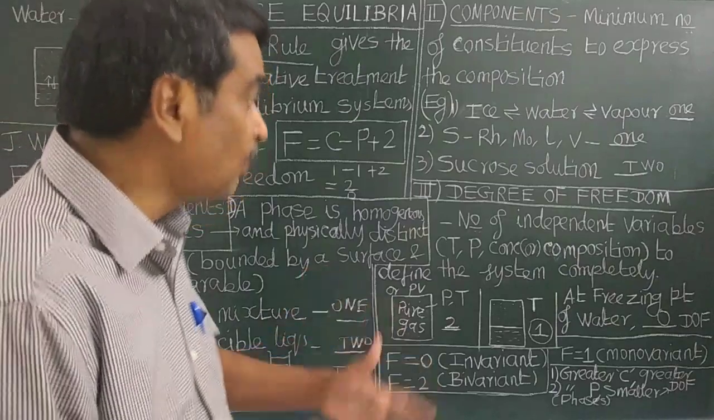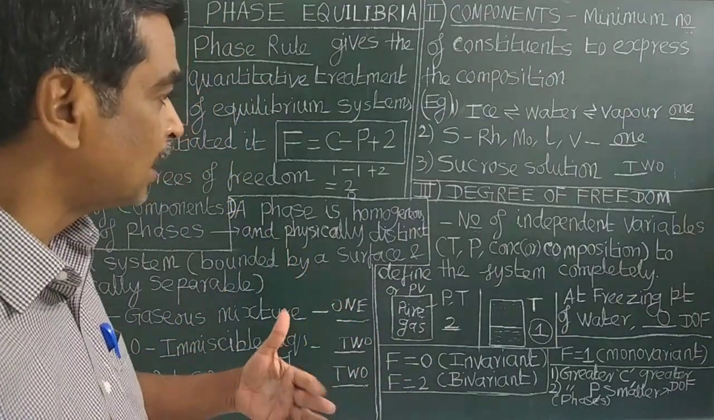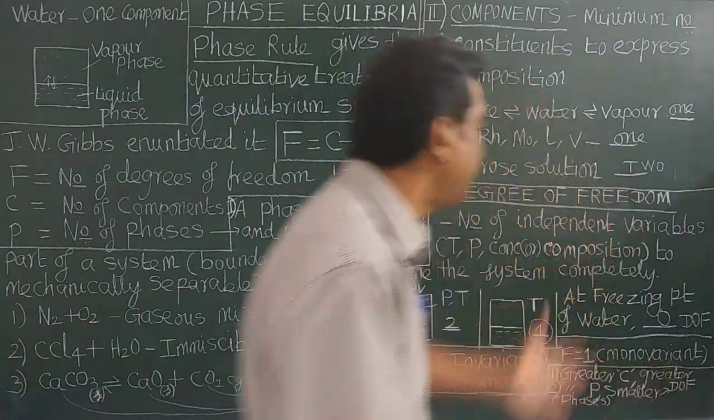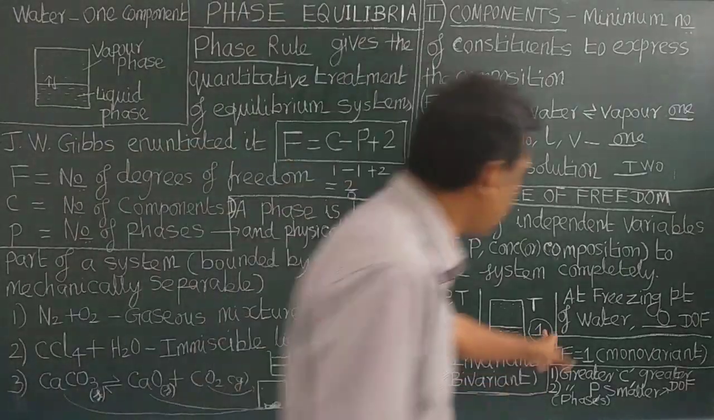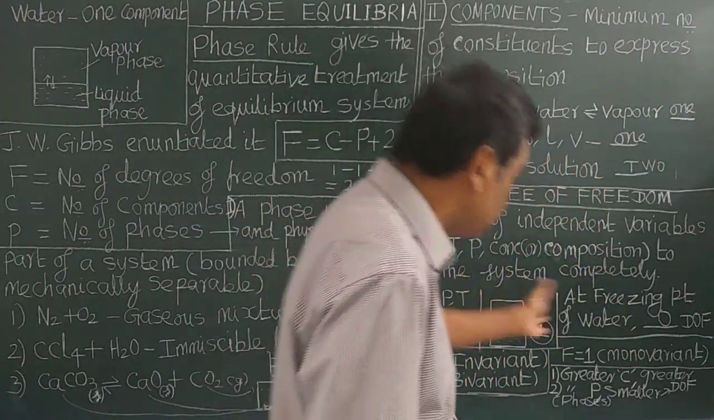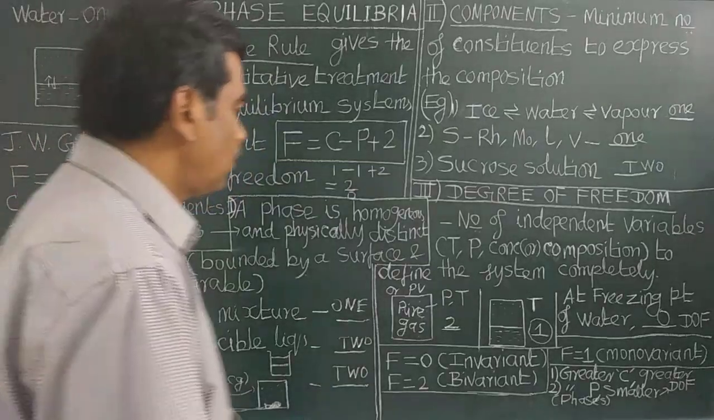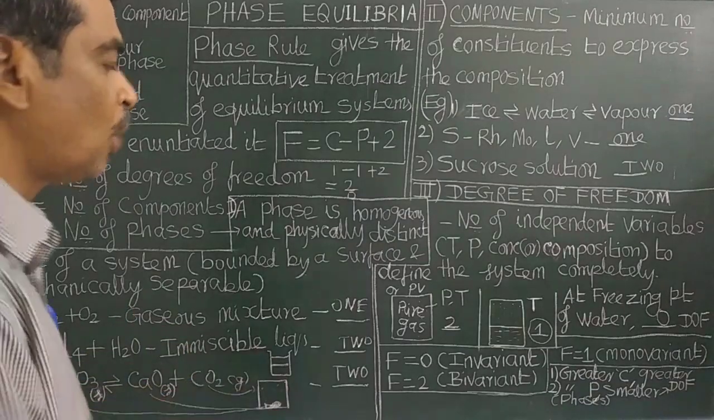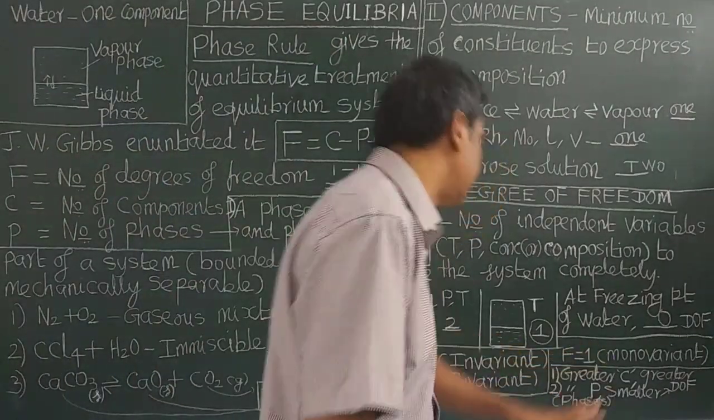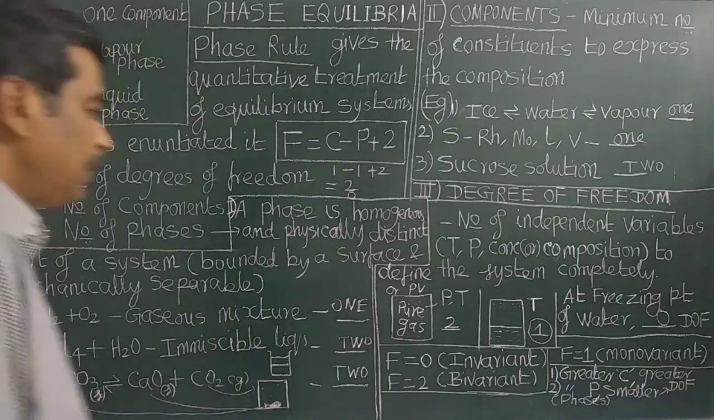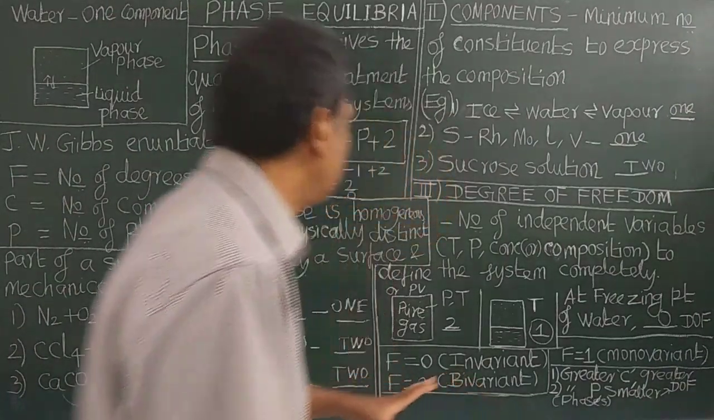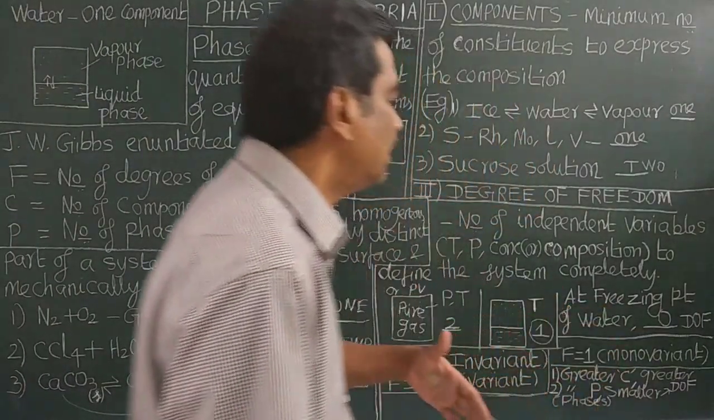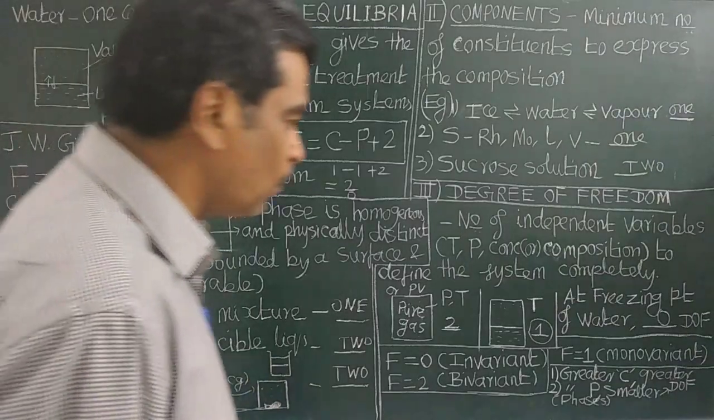Always, as the number of phases increases, the degree of freedom becomes smaller. Remember, the greater the number of phases, the smaller the degree of freedom. Now, if the degree of freedom is equal to 0 for an equilibrium system, then it is called an invariant system. If the degree of freedom is equal to 2, it is called bivariant. If F equals 1, the degree of freedom is equal to 1, then it is called monovariant.